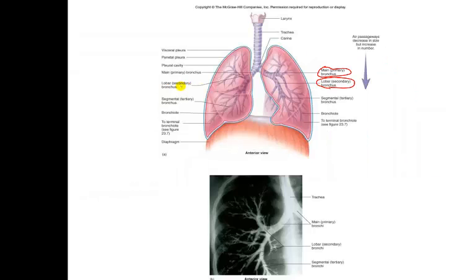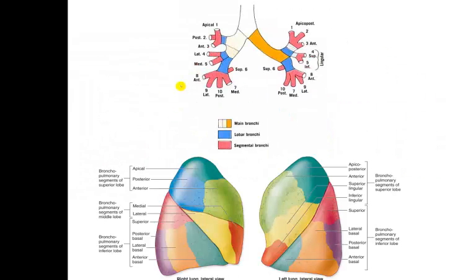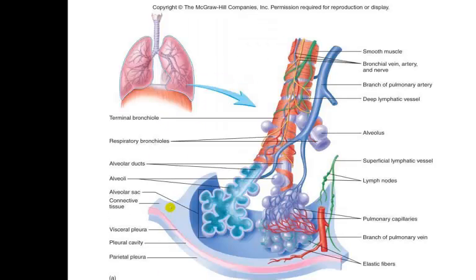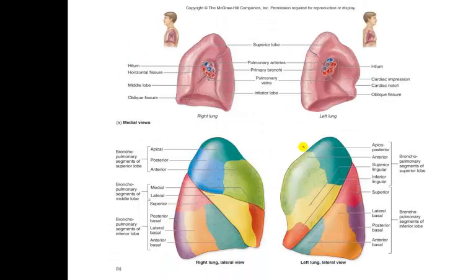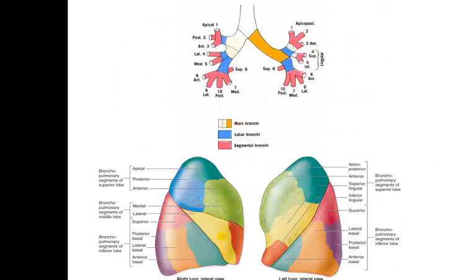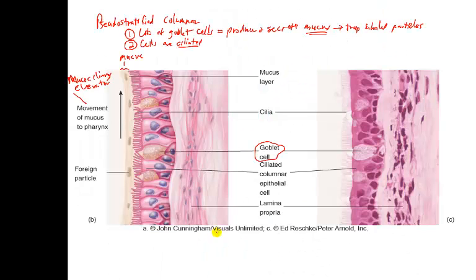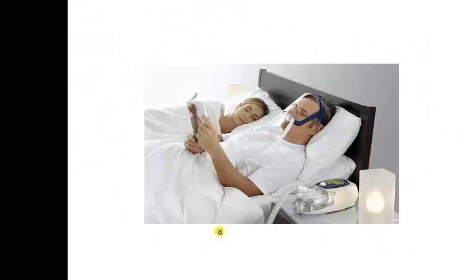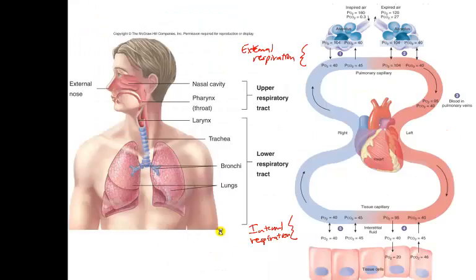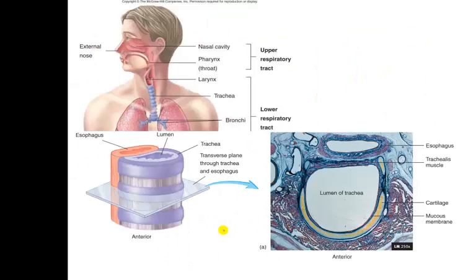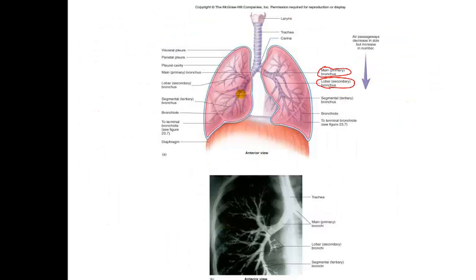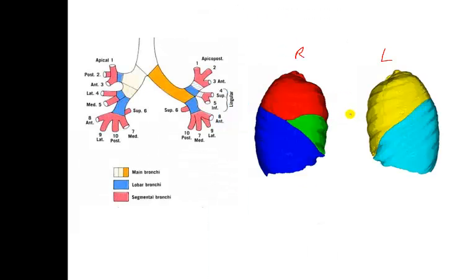They're obviously not colored like that in real life. They look more like this. There's a good picture of the lungs. So 1, 2, 3 lobes over here, 2 lobes over here. So those are the lobar bronchi.